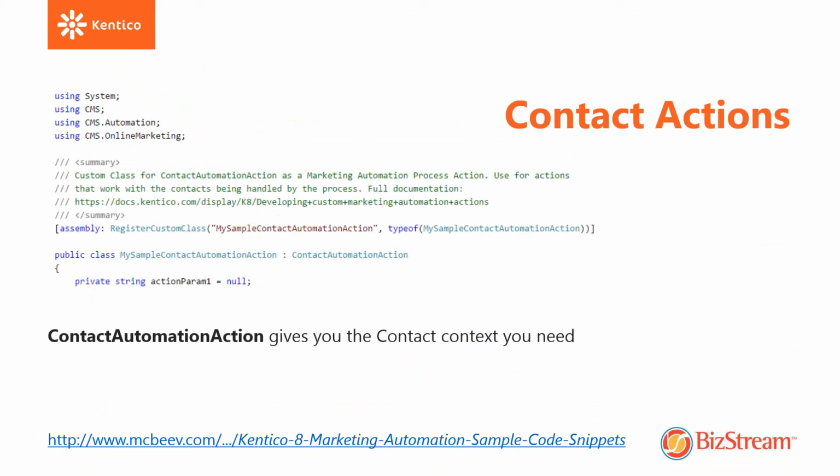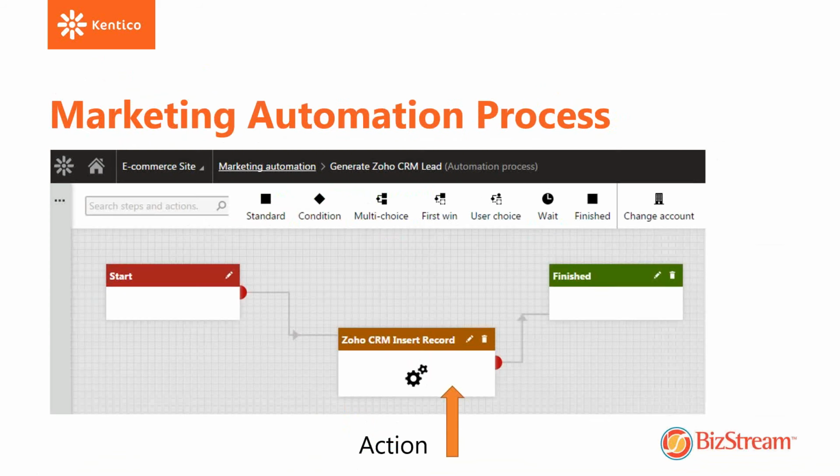And again, I'm going to show you some code. There's two primary ways you could do this. One is to use what's called a contact automation action as your base class and register it again as a custom class using that assembly register attribute on top of your C# file.